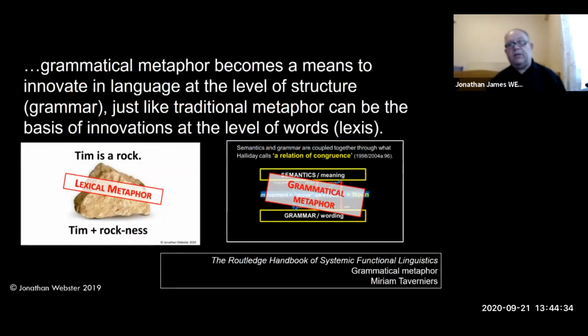So grammatical metaphor becomes a means to innovate in language at the level of structure, grammar. Just like traditional metaphor is the basis of innovations at the level of words. All right, so we have grammatical metaphor, we have lexical metaphor.